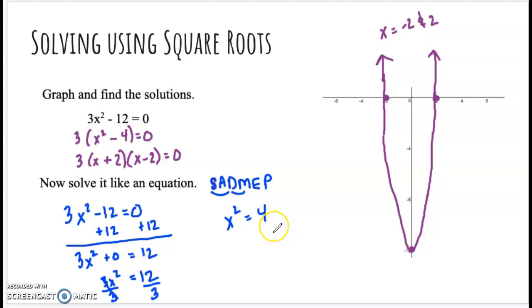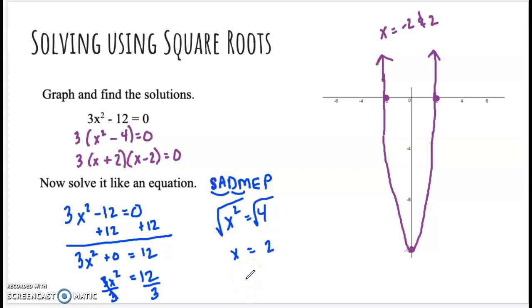Now this is the spot where it starts to get a little tricky. I want to get rid of my exponent, that square. So I have to think about what is the opposite or the inverse operation of a square. Well, that's a square root. If I do it to one side of my equal sign, I have to do it to the other. So the square root of x squared is just x. The square root of 4 is 2.